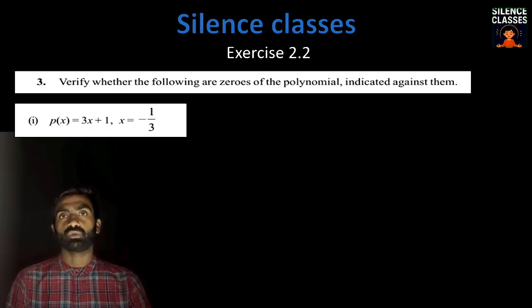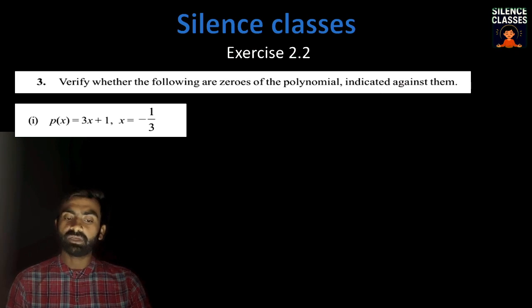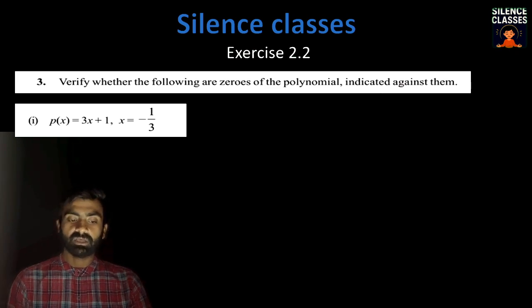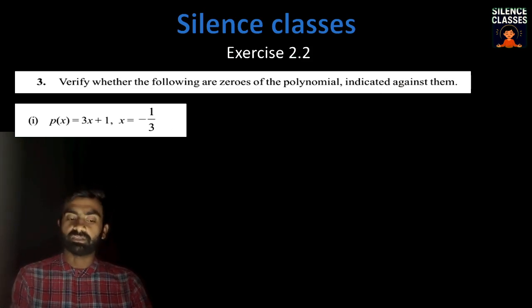Now we are going to do exercise 2.2 question number 3. Let's check what the question is saying. Verify whether the following are the zeros of the polynomials or not. These are the numbers given to us. We have to find out whether these are the zeros of the polynomial or not. So in place of x, we have to put minus 1 upon 3. Now let's check it out.